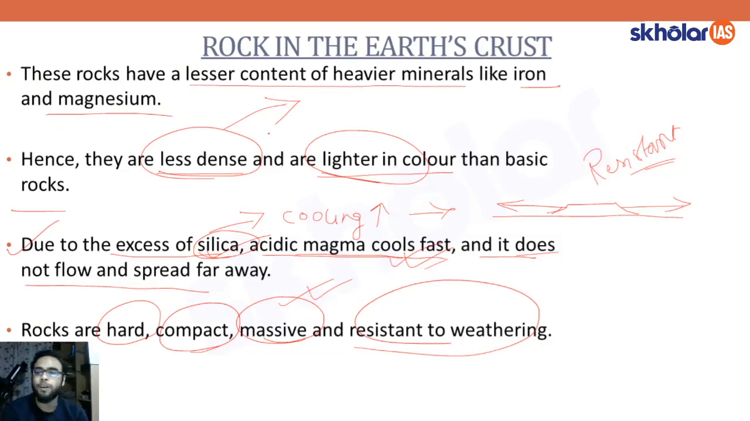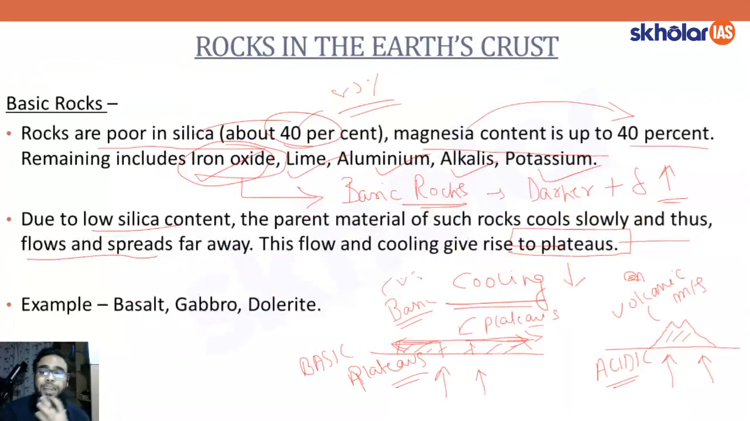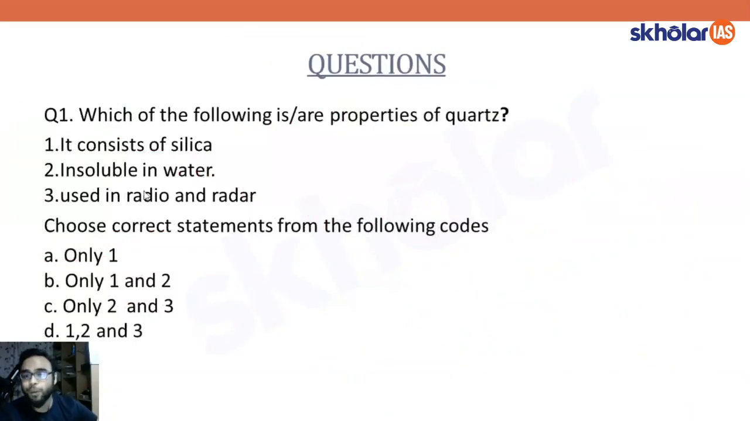Fine. Now, acidic rocks are very resistant to weathering. They are hard, compact, and massive. Correspondingly, basic rocks are not that resistant to weathering. Fine. Now let's look into some questions.